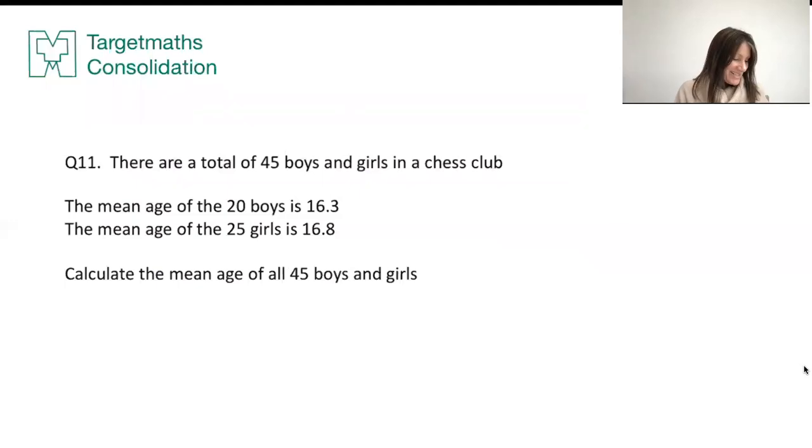Okay, question 11. Take your time, have a read through. It's a bit similar to one we've seen. So if that didn't go well, hopefully this second go will be a little bit easier for you. So just take your time and press play when you're ready.